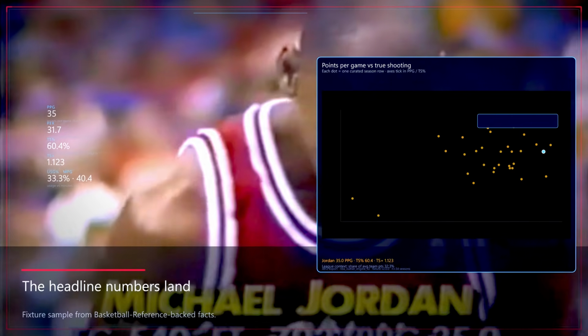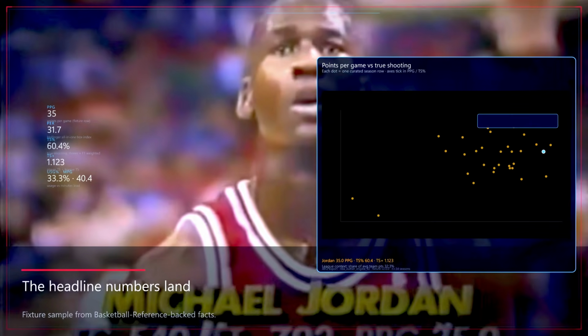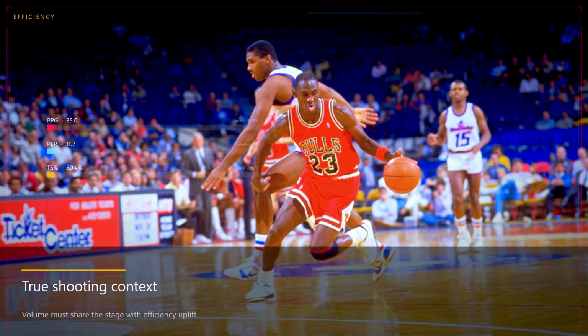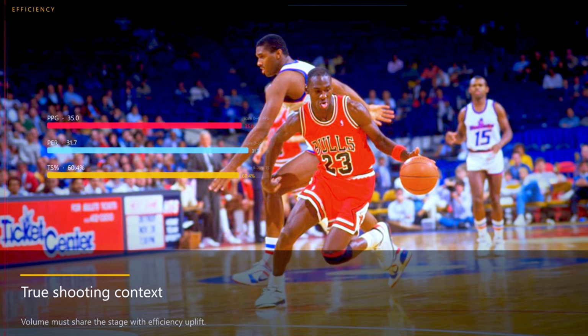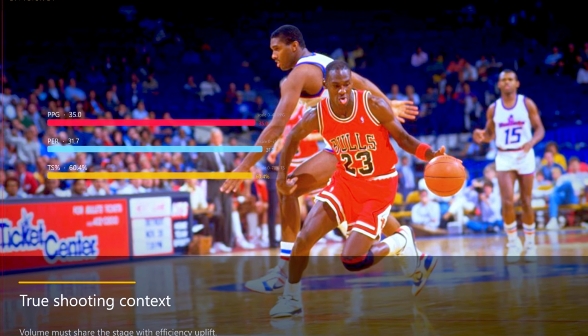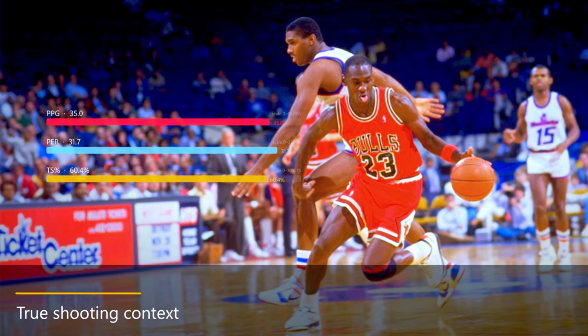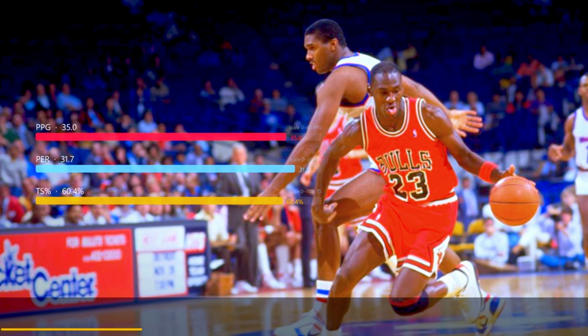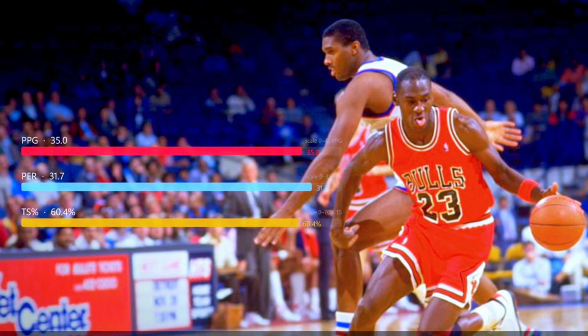You are allowed to feel something when you watch the highlights, but you are not allowed to pretend this kind of production is ordinary. But what about efficiency? True shooting is the adult conversation about efficiency because it actually respects threes and free throws. In this fixture, MJ's true shooting percentage is about 60.4%, and his TS plus sits near 112, well above the league baseline. Translation: this scoring load was not just a fireworks show built on a shameful volume-chucking shot diet. The insane usage rate story actually coexists with a highly efficient true shooting story.